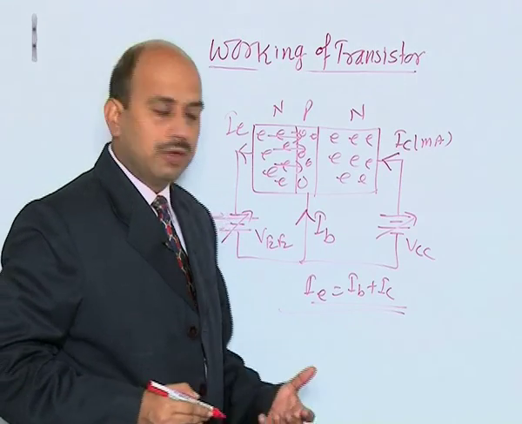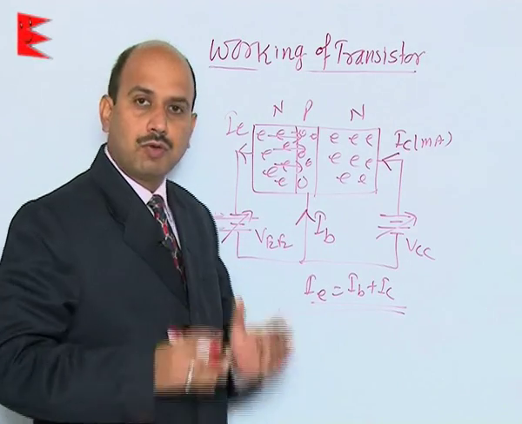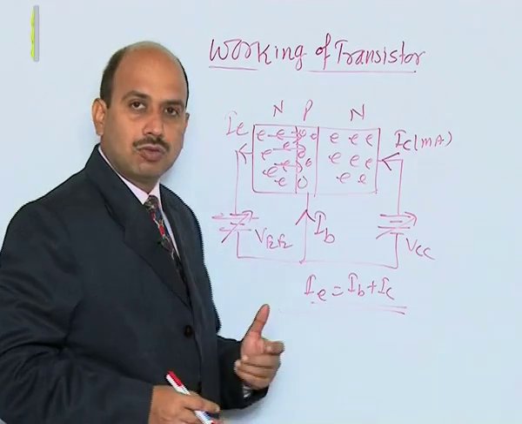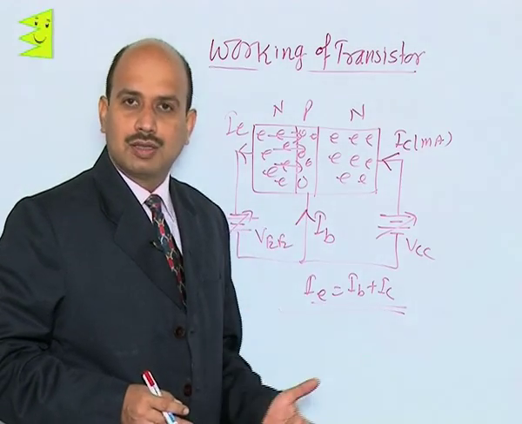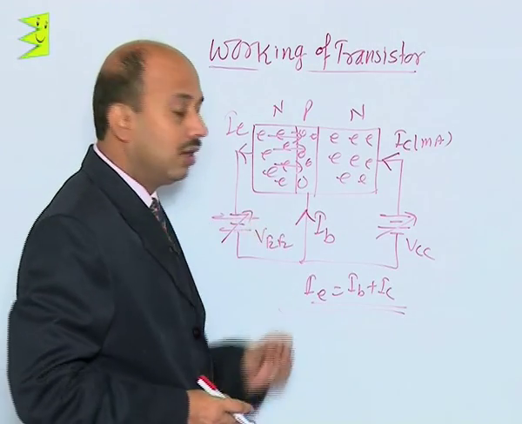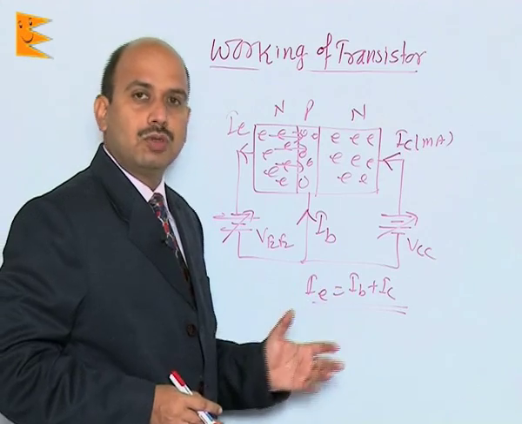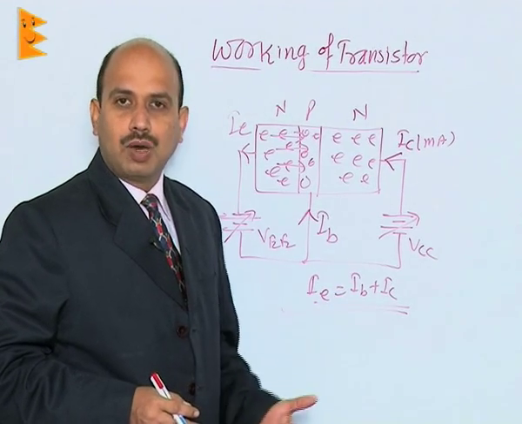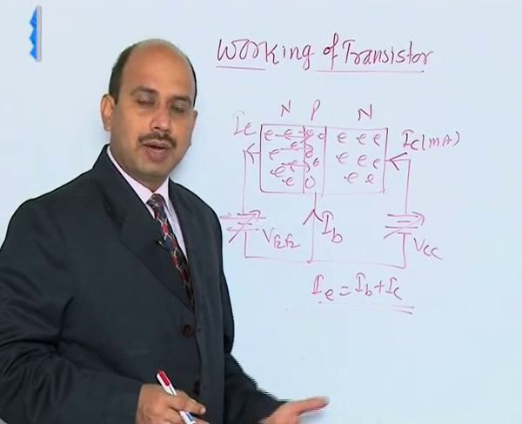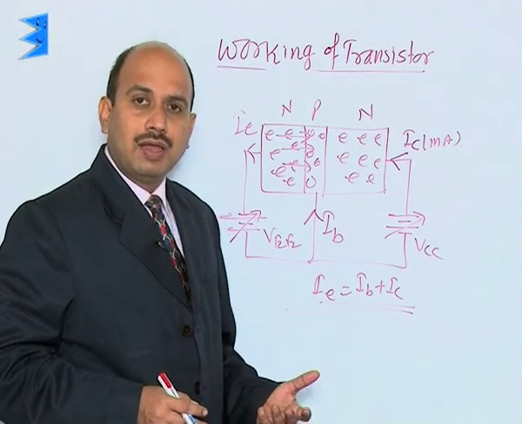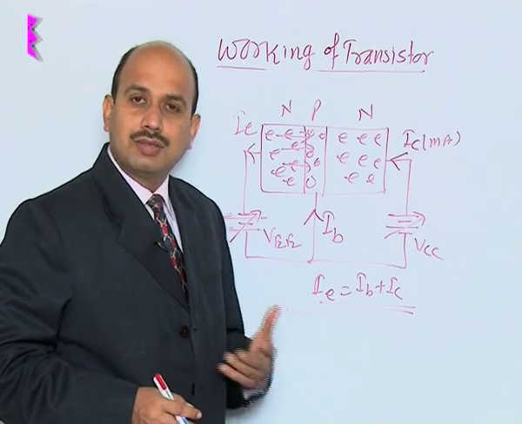We have seen that the emitter base junction is always in forward bias, so it has low resistance, and the collector base junction is always in reverse bias, so it has higher resistance. So actually a transfer of resistance is taking place here. We can change the biasing according to our requirement, and because of changing the biasing, the transistor can work in different ways, as an amplifier, as a switch, or as an oscillator.